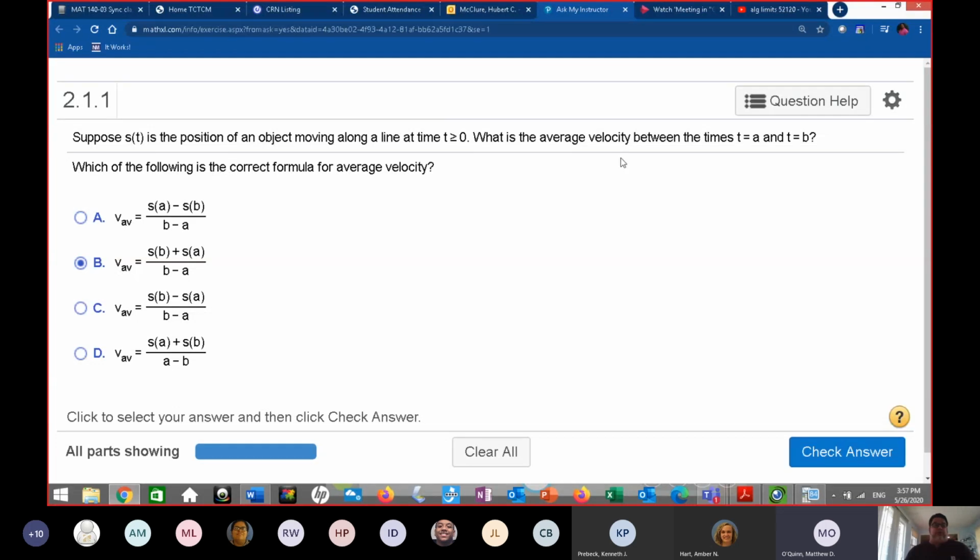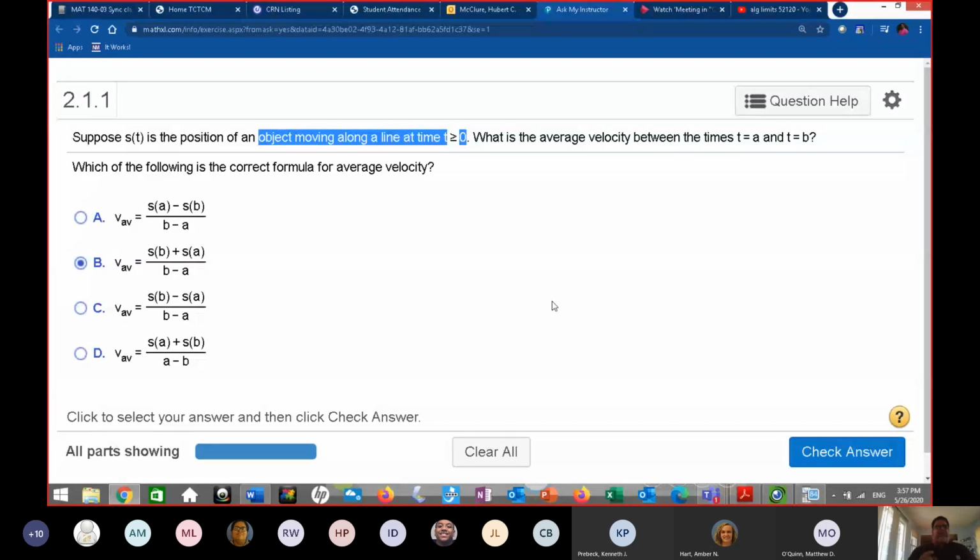Okay? Here's a test question. This test question: suppose the position of an object moving along a line, this right here, I want you to put rate of change right above that. I want you to highlight that, and I want you to say rate of change. Could somebody tell me what an algebraic word for rate of change is? Slope. Write that down. Rate of change above that, and then equals slope.